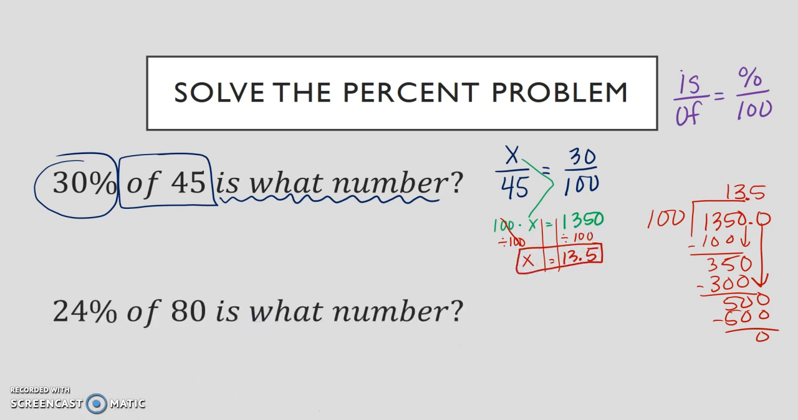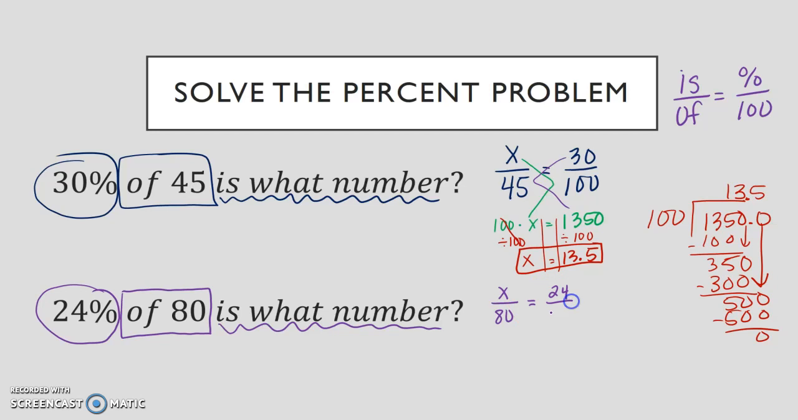Our next question says 24% of 80 is what number? So again, I've got my 24%. I'm going to box off my of, and I'm going to put a little squiggle underneath is. So again, I'm going to set up that same proportion. We've got is, which is the unknown, over my of, which is 80, is equal to my 24%, which is 24 over 100.